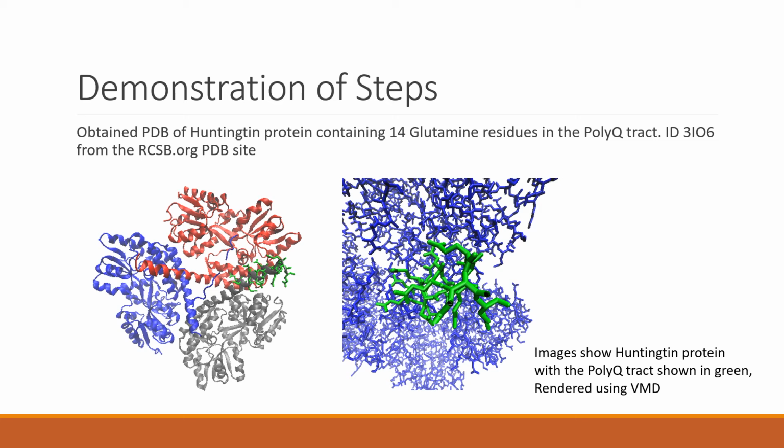First, I obtained a PDB of the Huntingtin protein, which contained 14 glutamine residues in the PolyQ tract, from the rcsb.org PDB site. The ID for this protein is 3IO6, for your reference. And here's an image of the protein with the polyglutamine tract highlighted in green on the left, and then on the right you can see it more zoomed in, with the rest of the protein in that purple color and the PolyQ tract highlighted in green. I rendered these images using VMD.